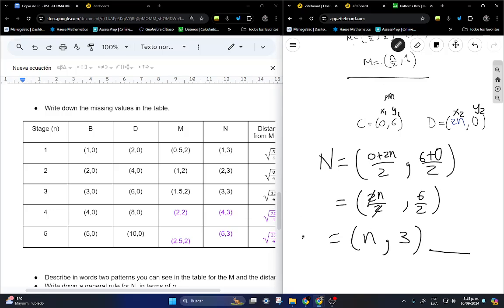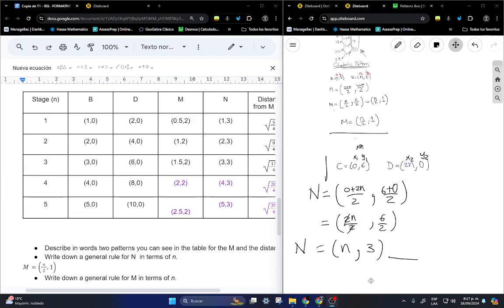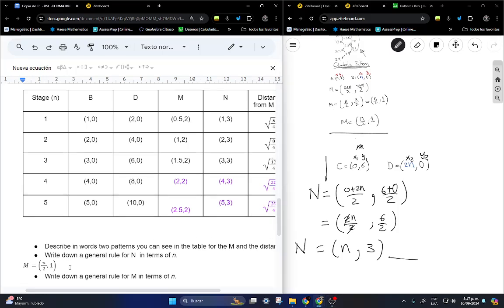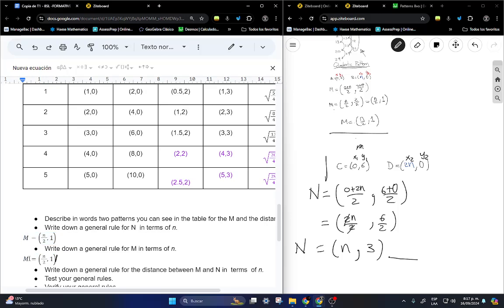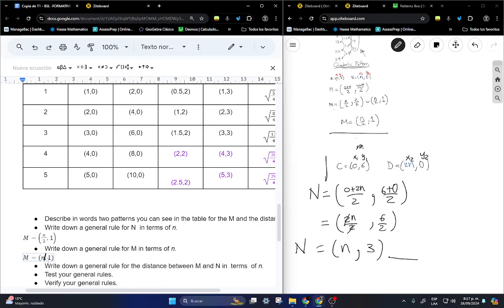So n is this. Let me see if I got it right. Give me a second. Okay, yes, this is perfect. This is the general rule. But I just realized we made a mistake. Well, I made a mistake in the m. So let's correct it already. Let me write it really quickly here. N, comma, 3.